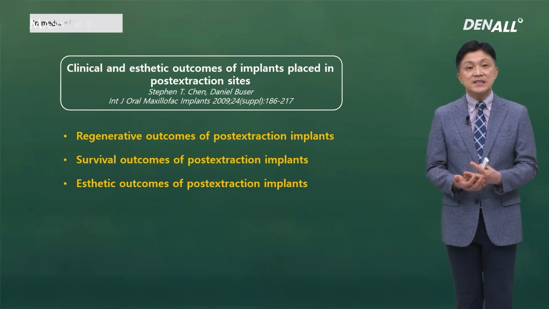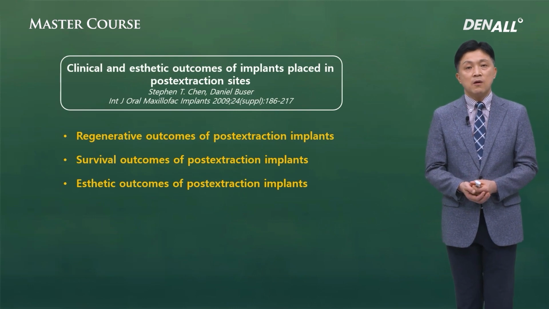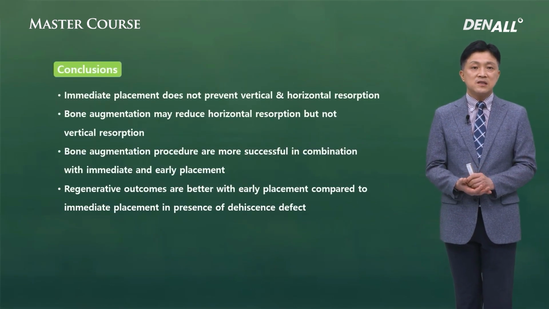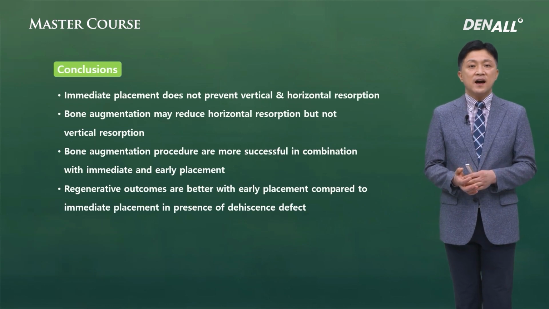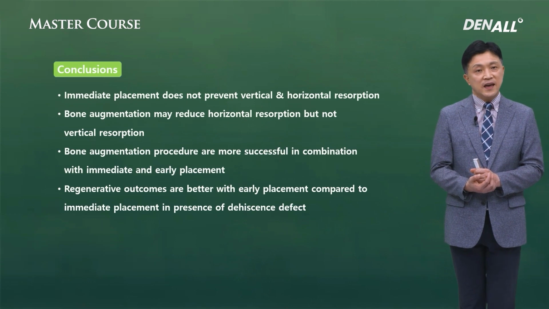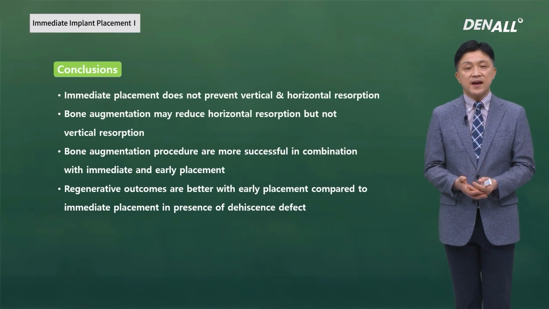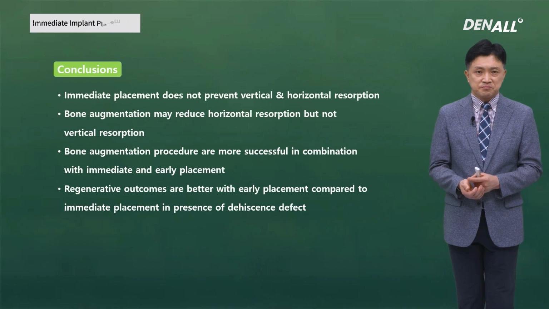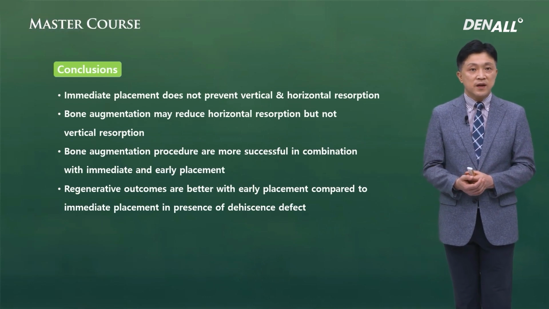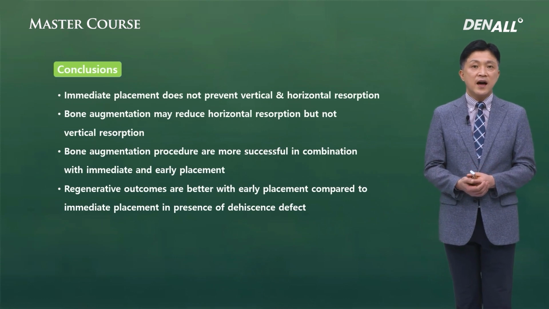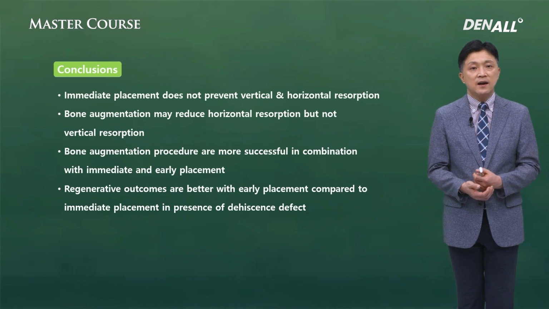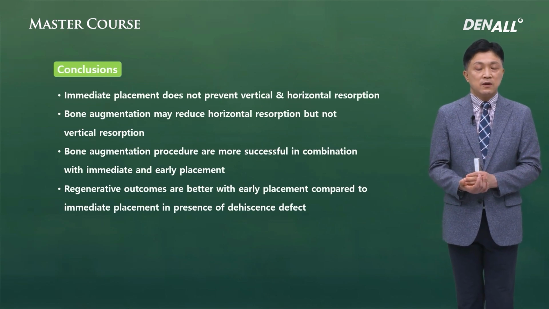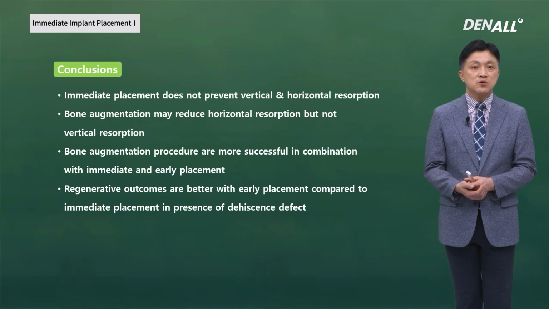In this study, it talks about 3 aspects: regenerative aspect, survival rate, and the aesthetics. If you look at the conclusion, immediate placement does not prevent vertical and horizontal resorption. I agree. It does not prevent it 100%, but you can reduce the amount of resorption. When bone augmentation is accompanied, horizontal resorption can be reduced, but vertical resorption cannot be reduced. Bone augmentation procedures are more successful in combination with immediate and early placement.